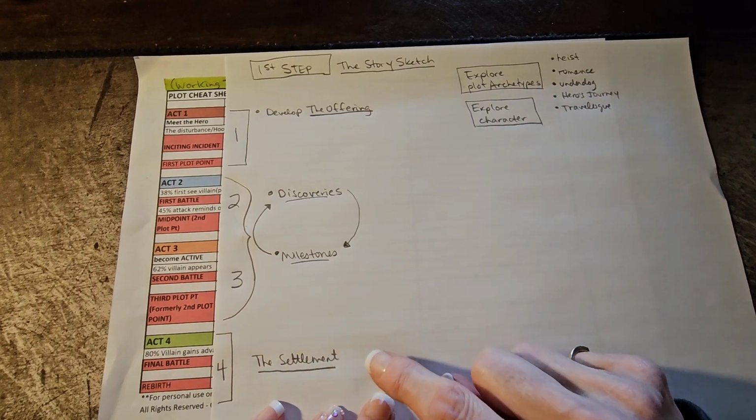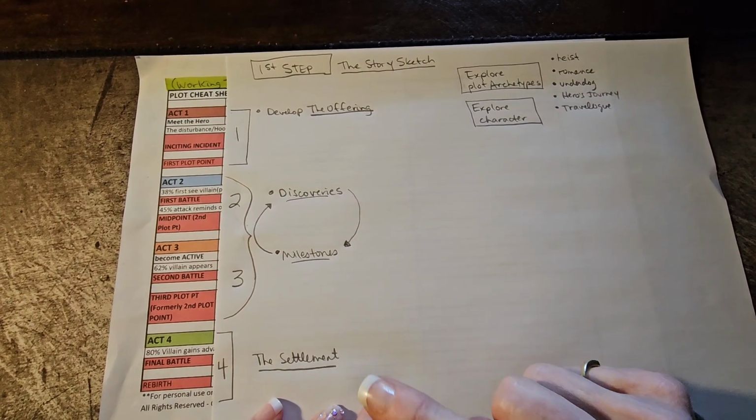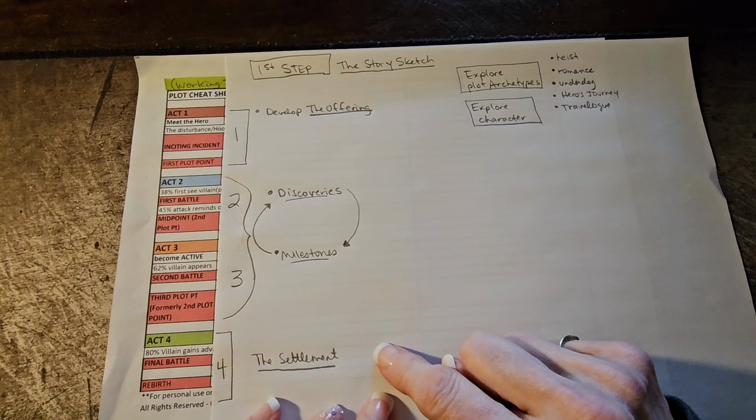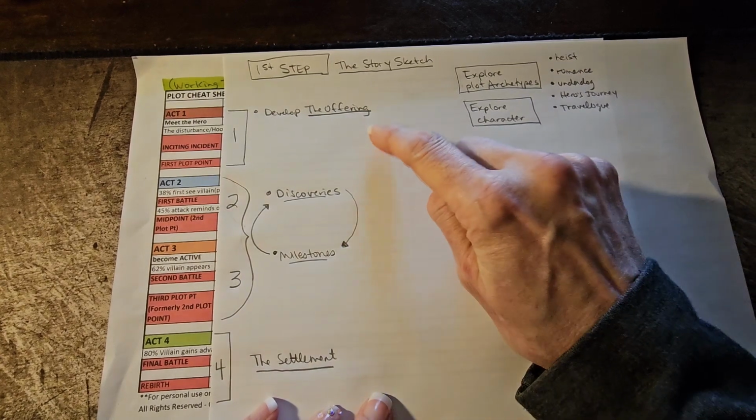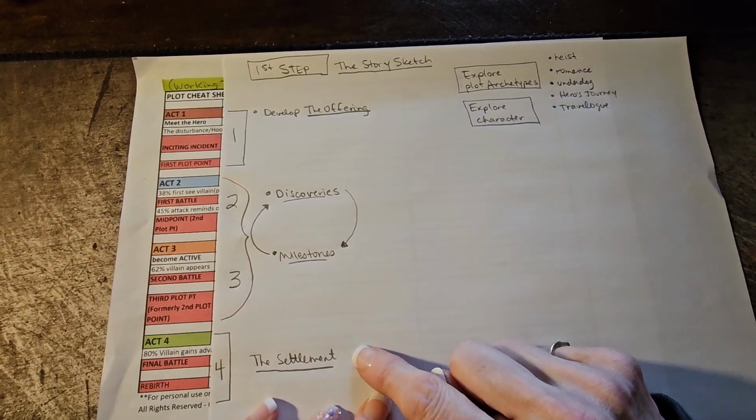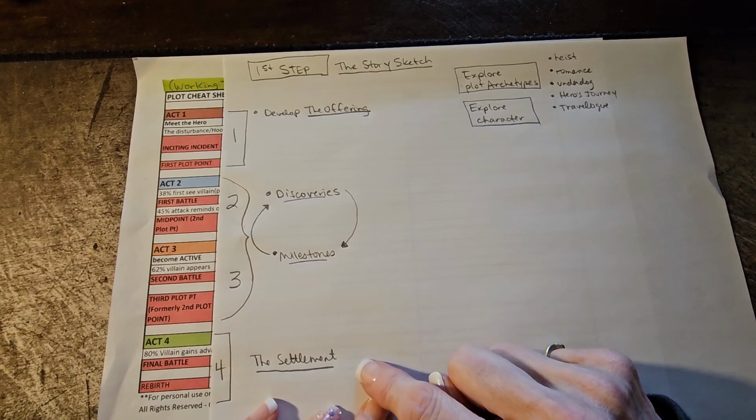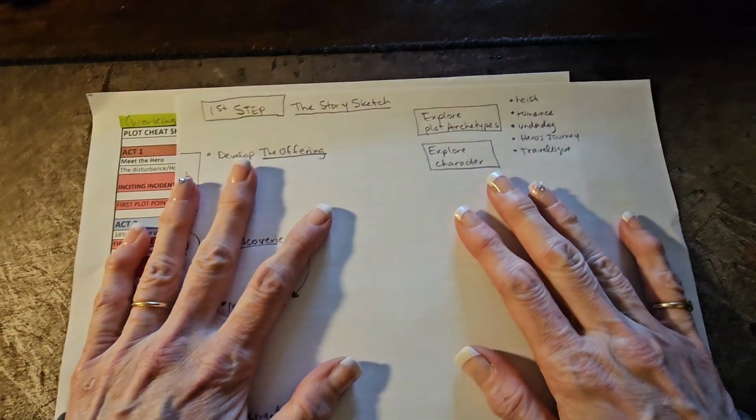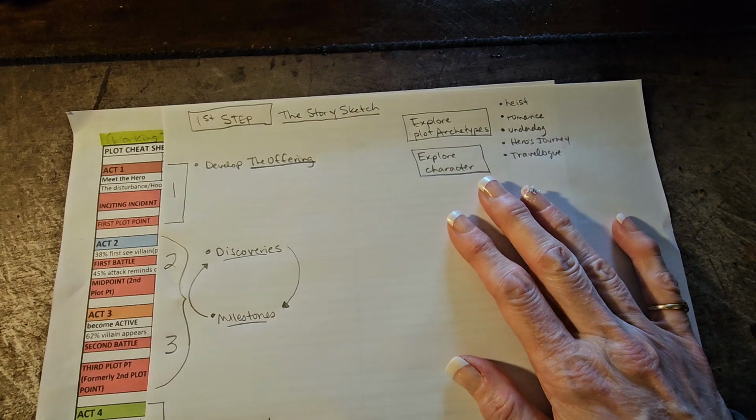The final thing is the settlement. The settlement is the big win. It's the big reveal. It's making good on your offering by delivering what you promised to deliver by the end of the book. So let's look at a couple of components that you can use to start with.